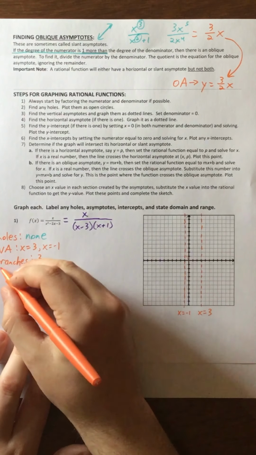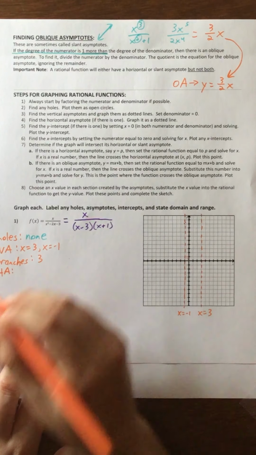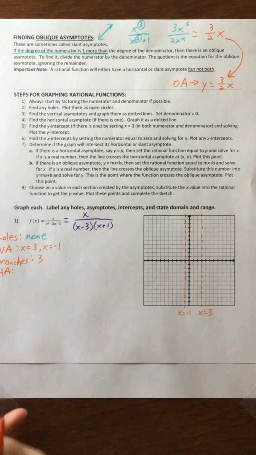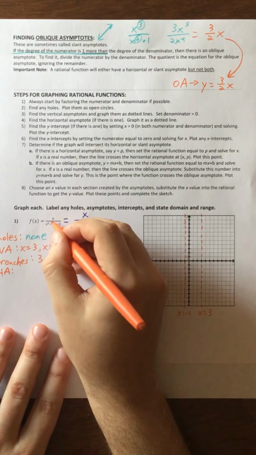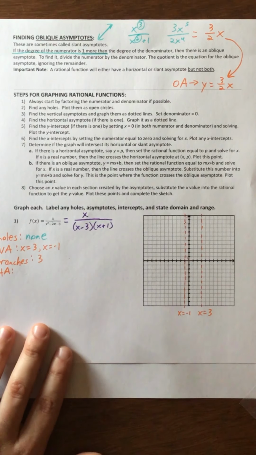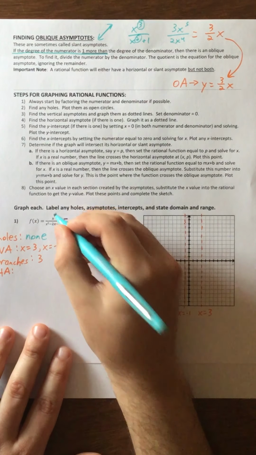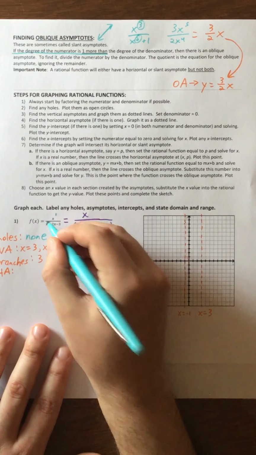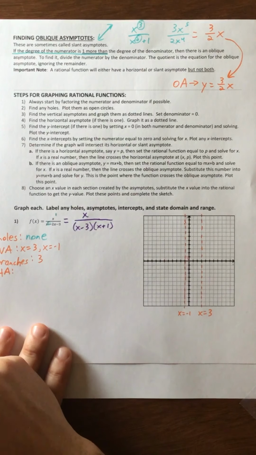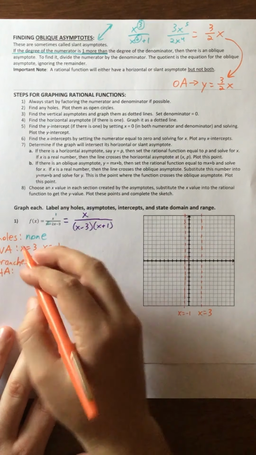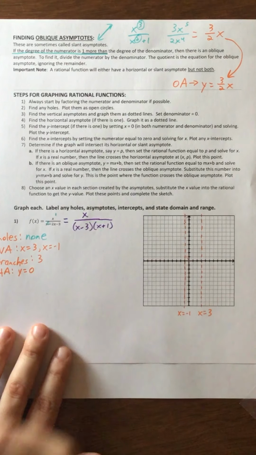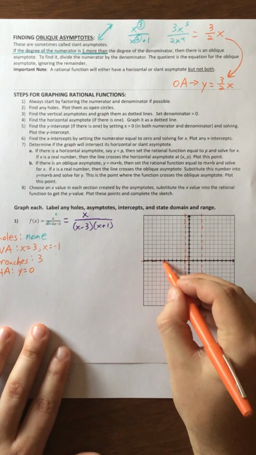Okay, step 4, horizontal asymptotes. You got to go back to page 1 and look at the rules there. Think about which one of the 3 cases we are looking at. To do that, it's easiest to just look back at your original before you factored. This has a degree of 1, this has a degree of 2. Numerator is less than the denominator. That means we have a horizontal at y equals 0. Let's plot that.